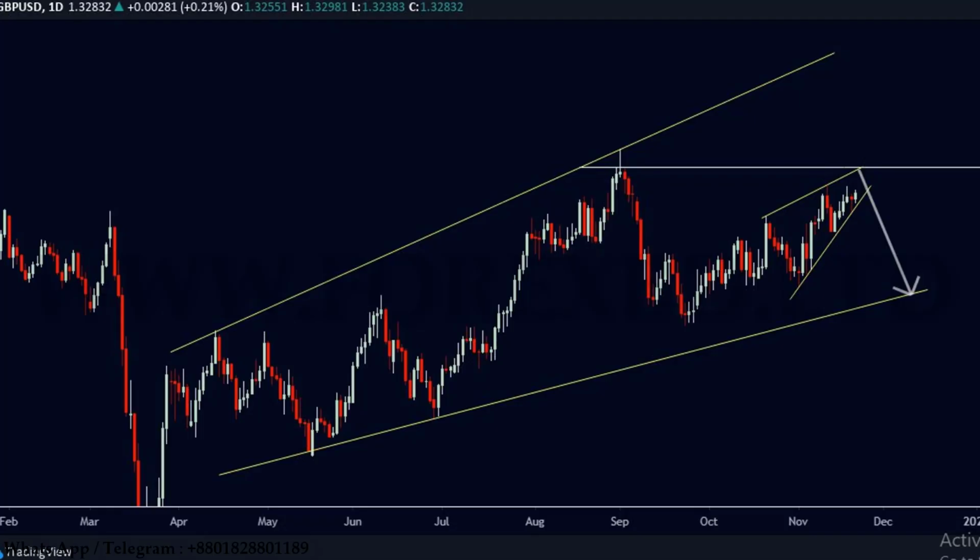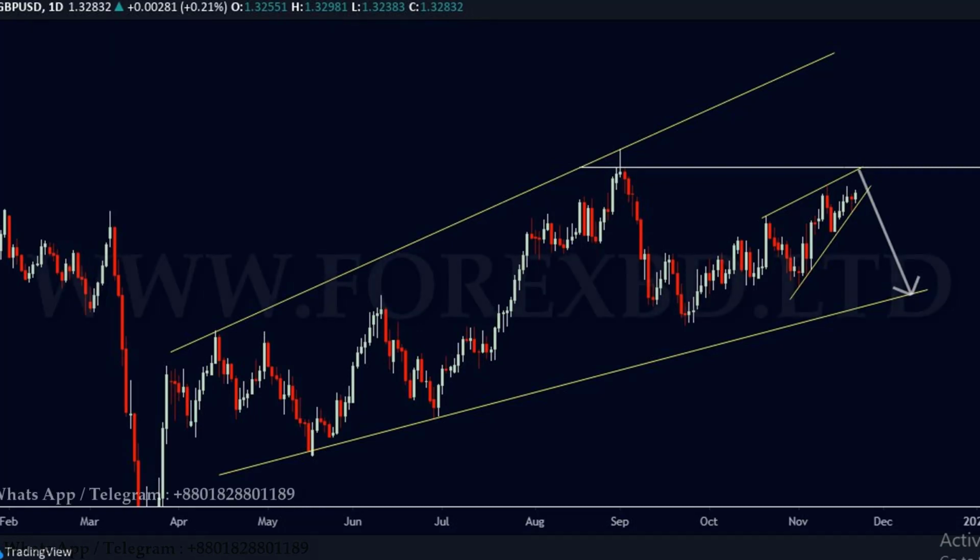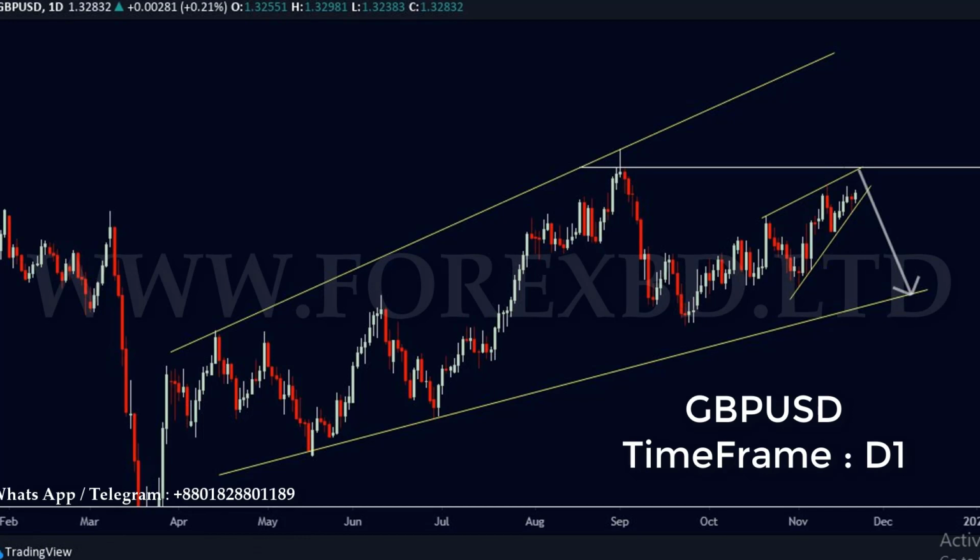So let's go. The first pair I will discuss today is called GBP USD, and now I am in 1 day time frame. You can see that I have drawn my analysis here for your convenience. As you can see here, I have drawn a trend line at the top and then drawn another trend line at the bottom, and the market is still in the trend line.